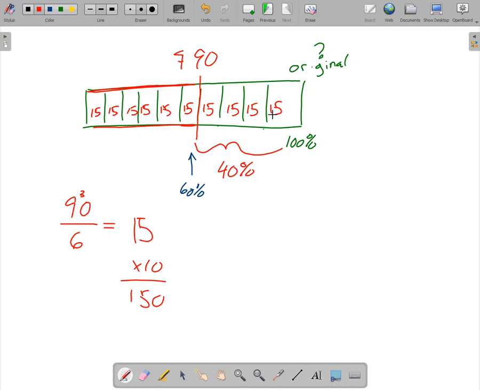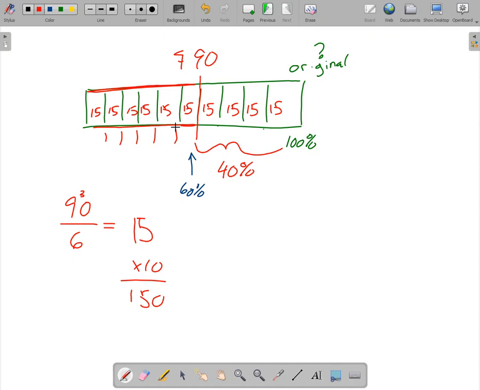Now, one catch about this way of doing it, if the number of chunks you're breaking it up into doesn't go in nicely, that's a little bit messy, and we could have some change to deal with, so this isn't always the best approach. But one nice thing is it gives me an idea about how to set up the answer, how the numbers are related to each other.